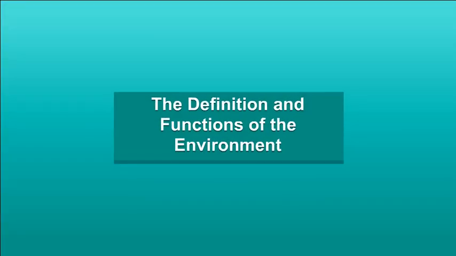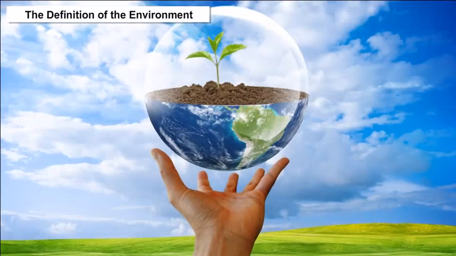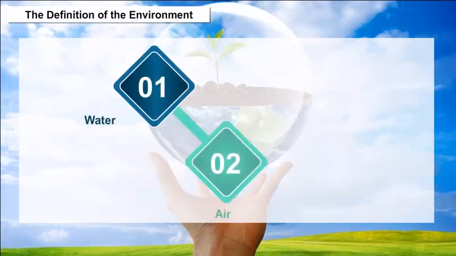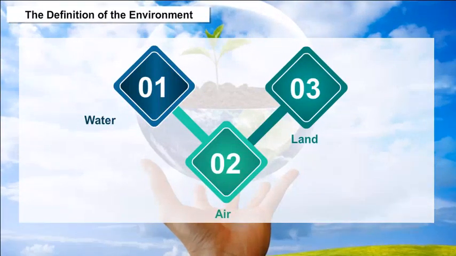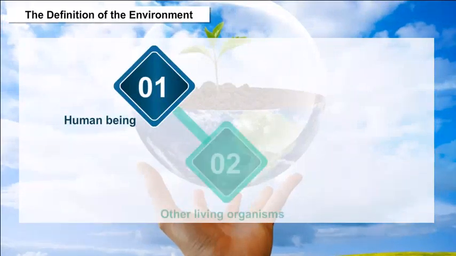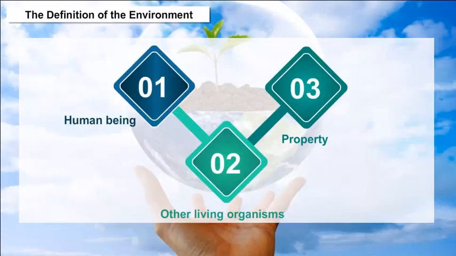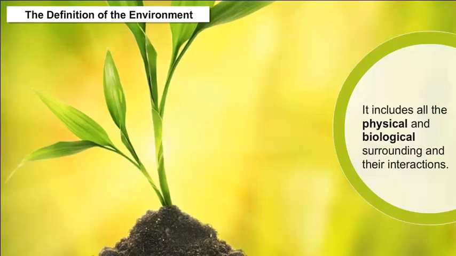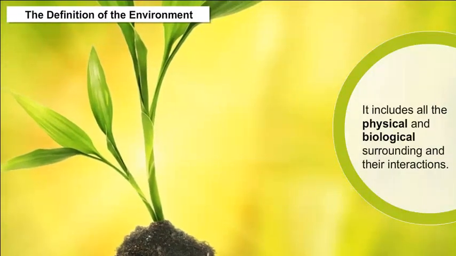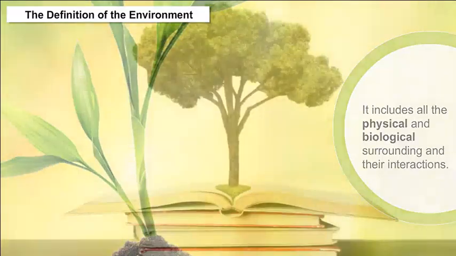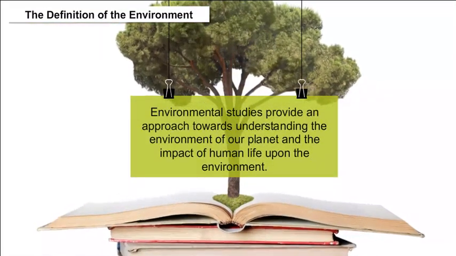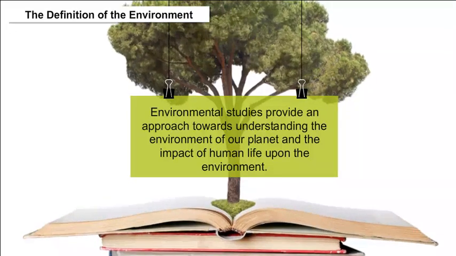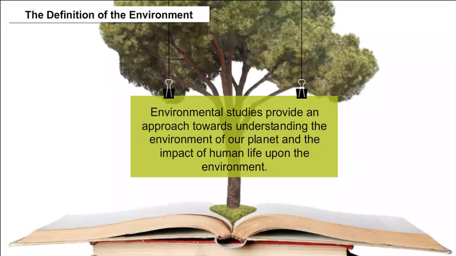The definition and functions of the environment. Environment is a sum total of water, air, and land, interrelationships among themselves and also with human beings, other living organisms, and property. It includes all the physical and biological surroundings and their interactions. Environmental studies provide an approach towards understanding the environment of our planet and the impact of human life upon the environment.